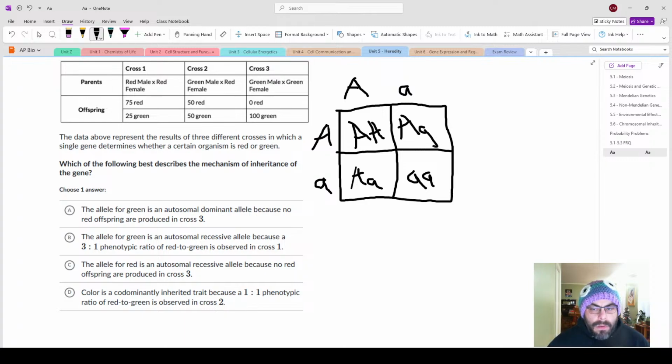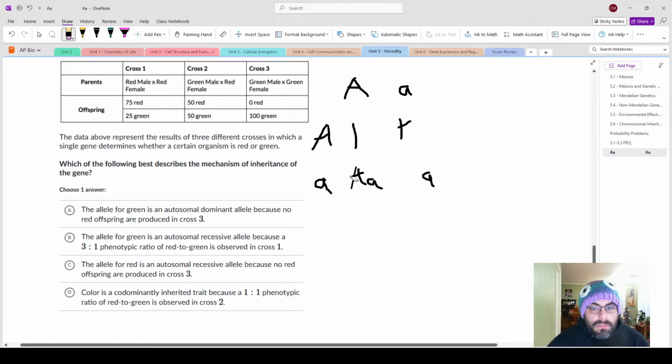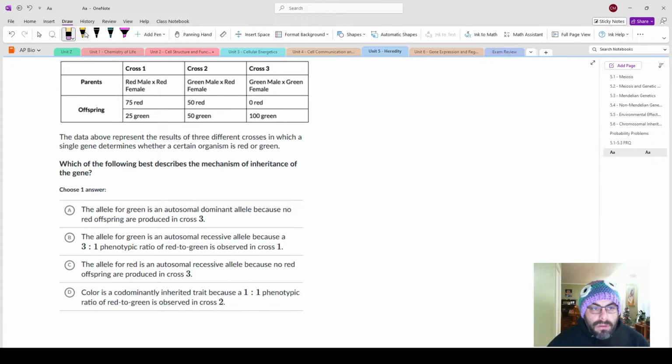Right? Whereas the dominant is 75% and the recessive is 25%. So we're going to say red is dominant here and green is recessive. How can we get 50-50? Well, we can do it this way. If green is recessive, here's the male, here's the female.